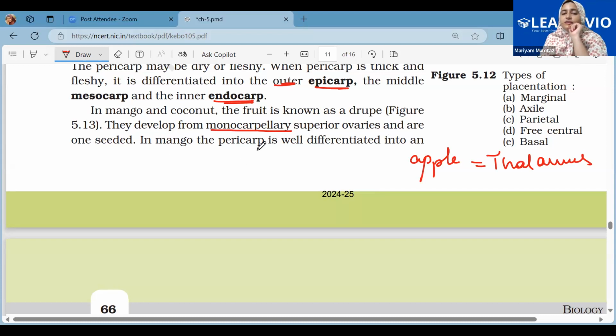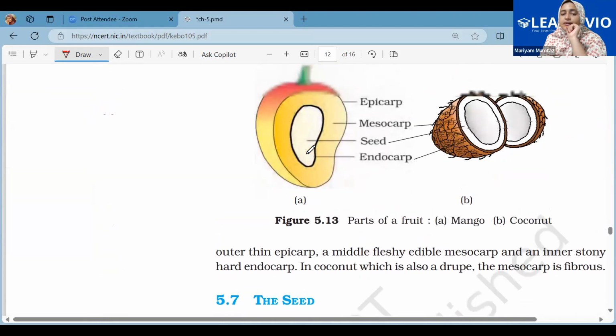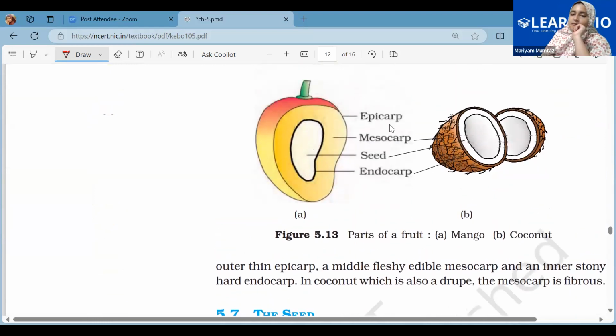Now in the mango, the pericarp is well differentiated into an outer thin epicarp, the peel of the mango. Then the middle fleshy edible mesocarp, which is the part you eat. And then the layer that covers the seed is the endocarp, the part that we throw away. And then there is the seed. So these are the layers of the pericarp.